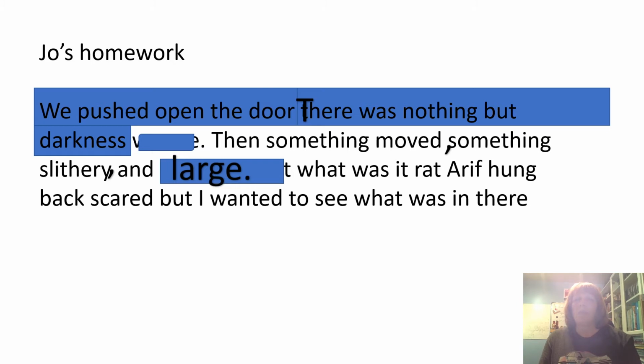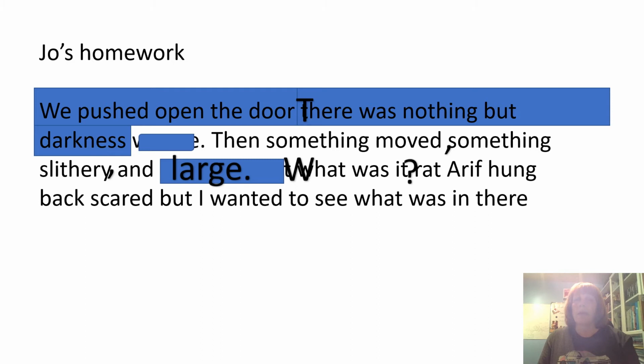We pushed open the door. There was nothing but darkness. Then something moved, something slithery and large. Yes, I quite like that. And the next bit that you've written, Joe, could be a question. What was it? So what do we need for that question? Well, we need a capital W. So that begins the sentence. What was it? To end the sentence, we need the question mark. So that's a good sentence.